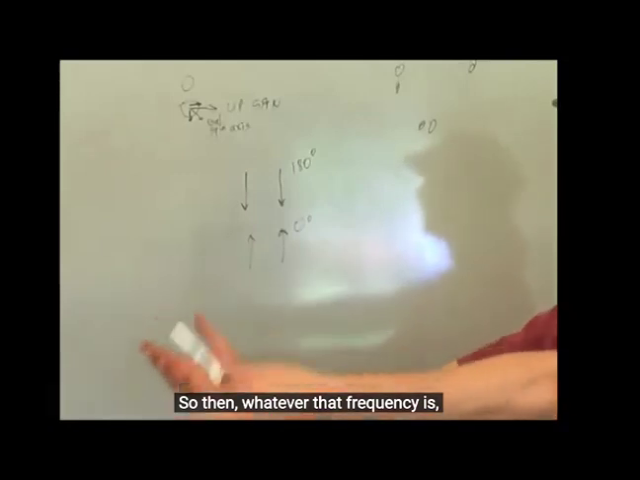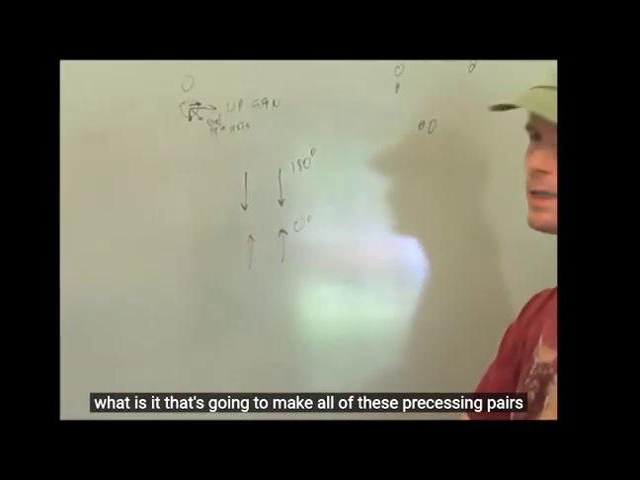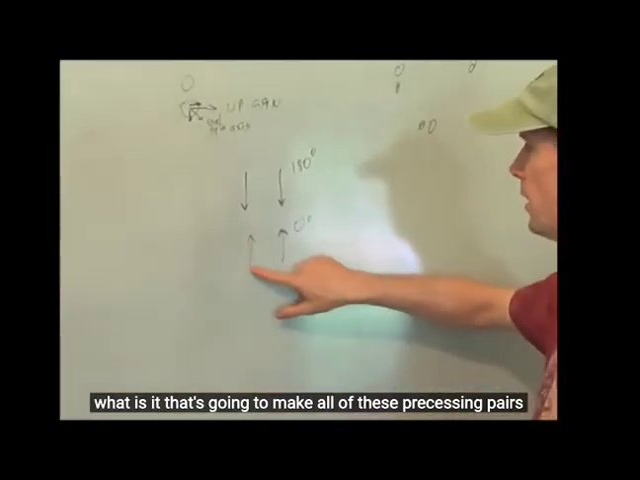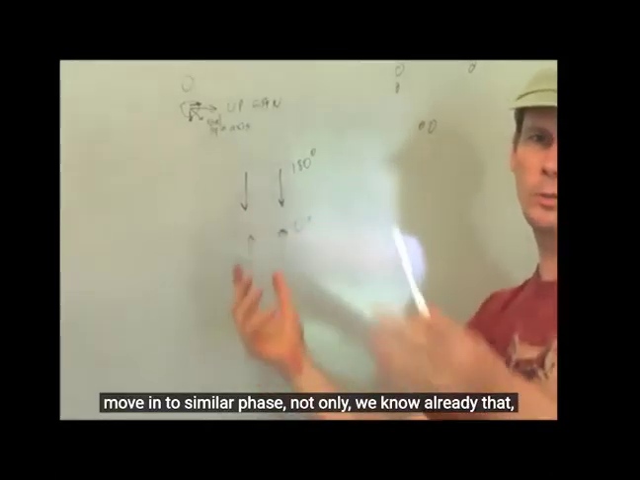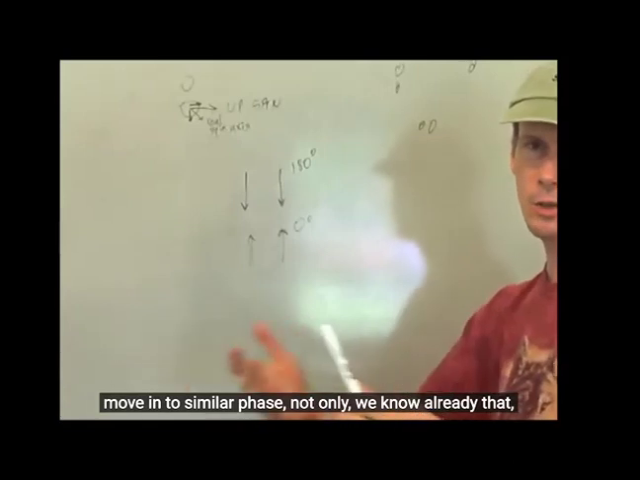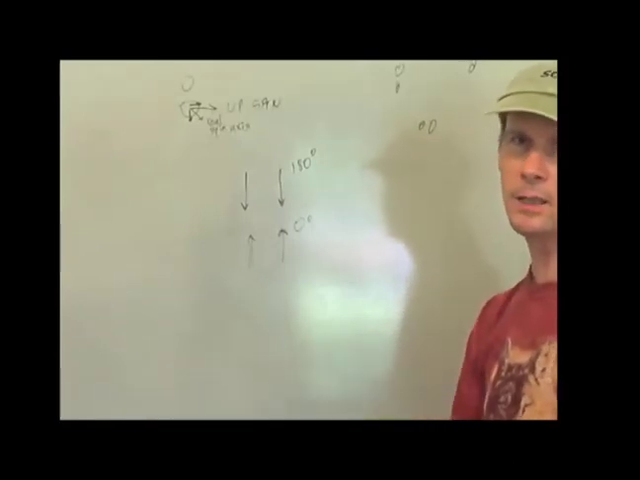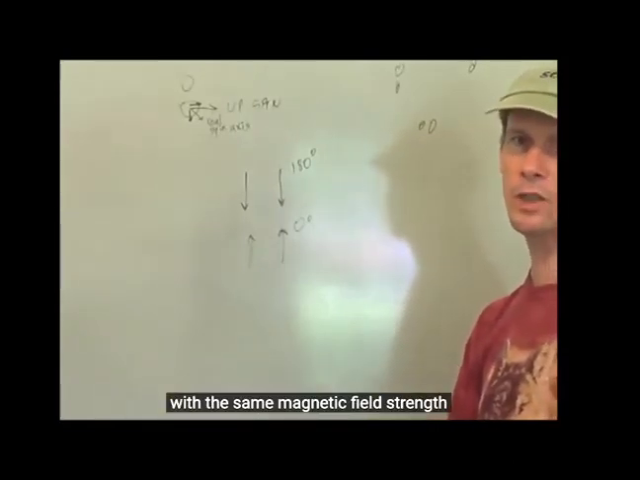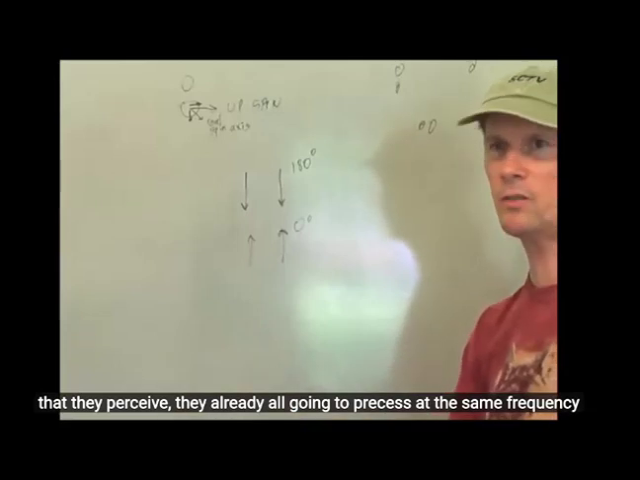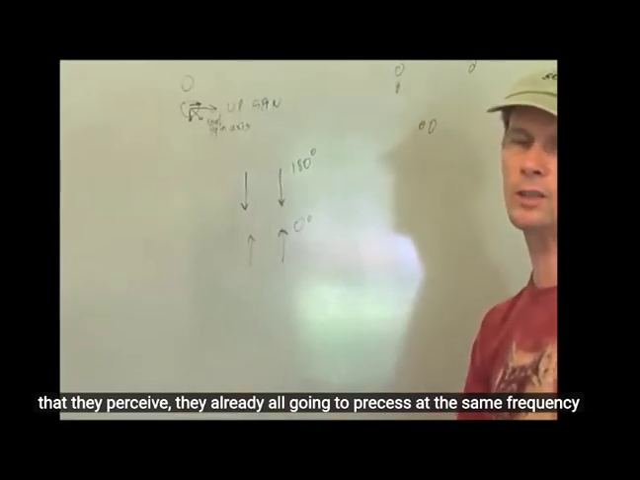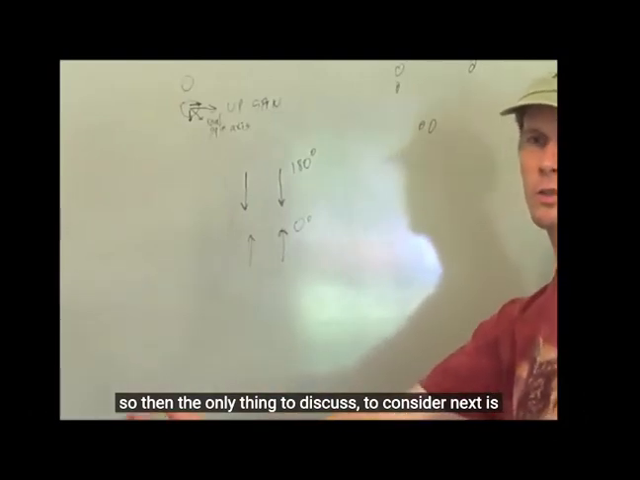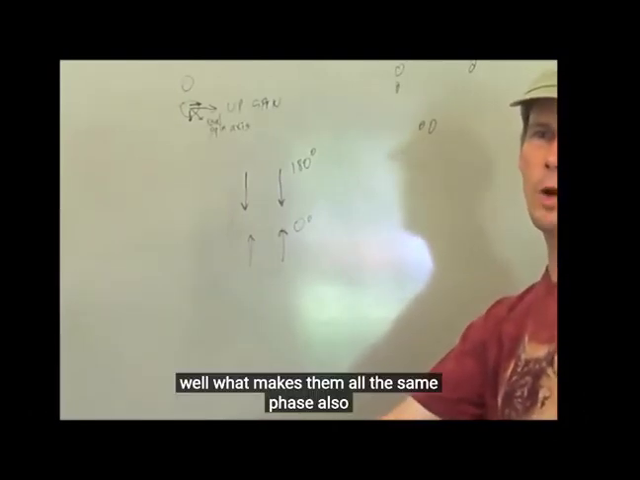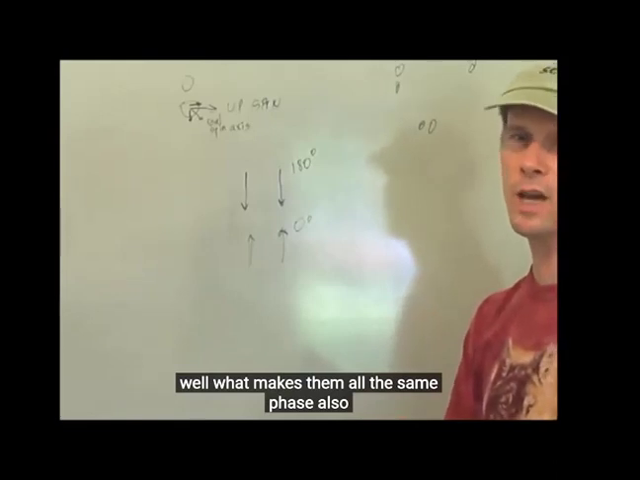So then, whatever that frequency is, what is it that's going to make all of these precessing pairs move into similar phase? We know already that with the same magnetic field strength that they perceive, they're already all going to precess at the same frequency. So then the only thing to discuss, to consider next is, well, what makes them all the same phase also?